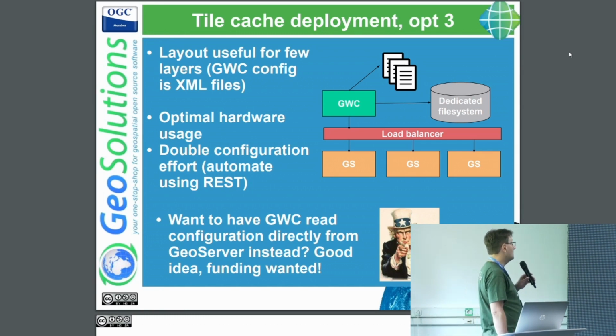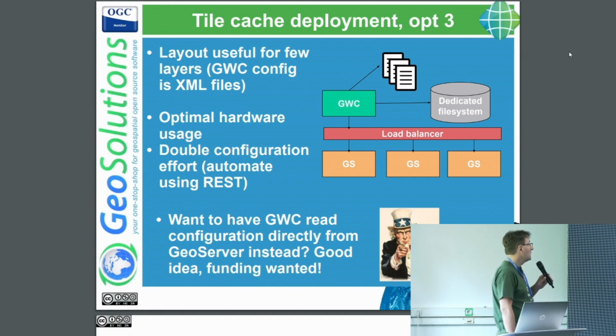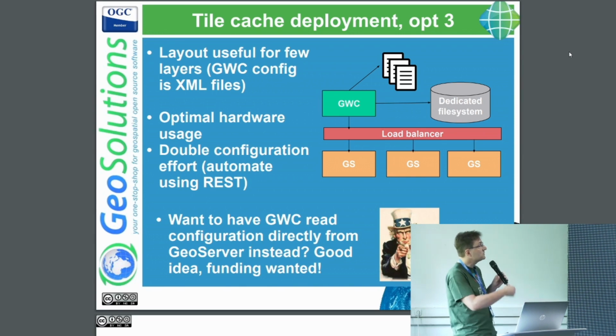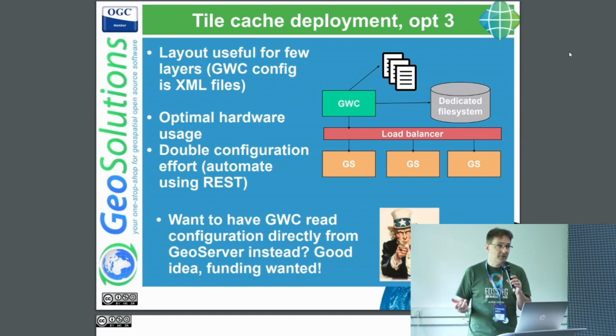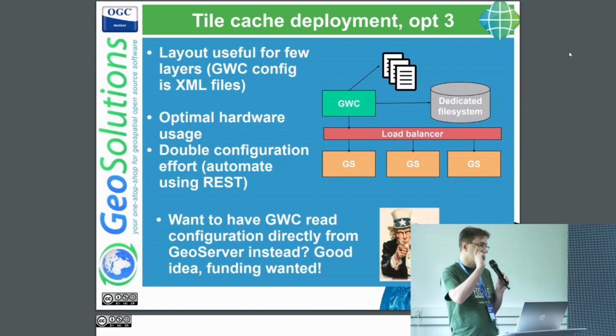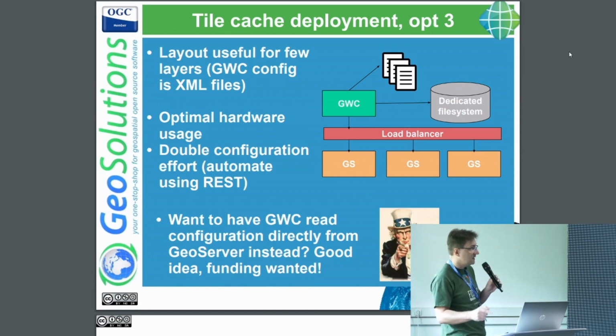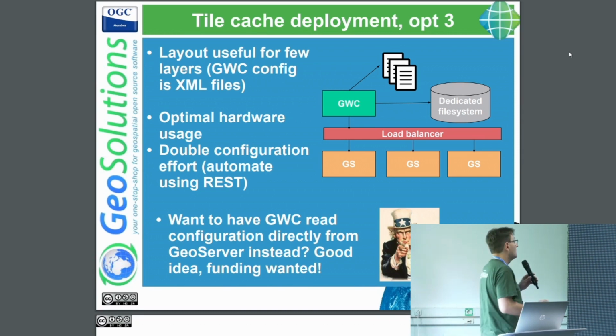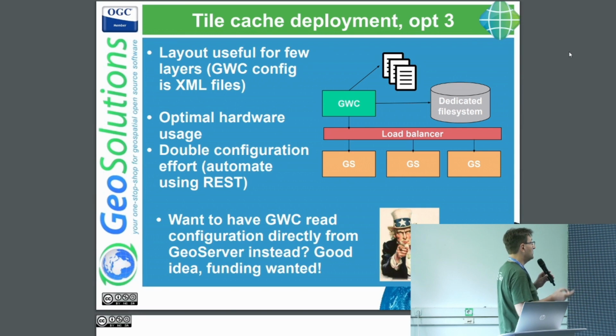And what's the downside? Well, you have to do double configuration effort. GeoServer has its own layer configuration. GeoCache has its own separate XML tile layer configuration. Keeping the two in sync can be annoying. You can use the REST API if you want to automate the configuration of the layering on one side and the other at the same time, which is often what people using this model end up doing.